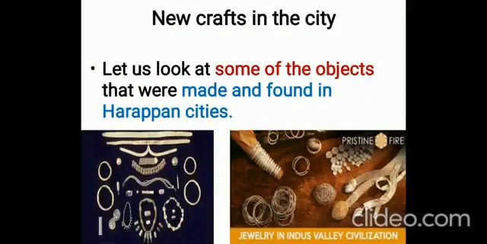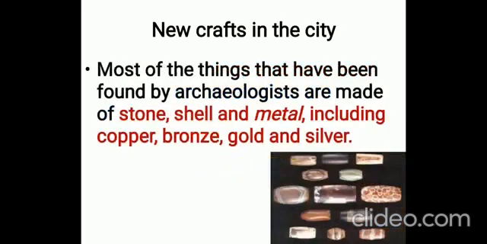Now let us look at some of the objects that were made and found in Harappan cities. These are some of the objects, some of the ornaments, made by the people of Harappan cities, and these were found by archaeologists. Most of the things found by archaeologists are made of stone, shells, and metals, including copper, bronze, gold, and silver.